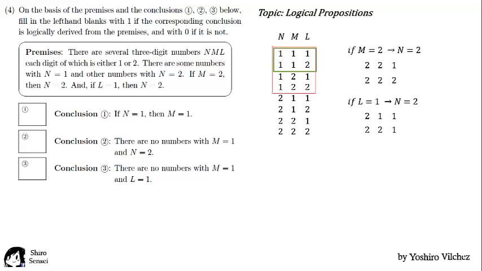Then we write 1. Second conclusion: there are no numbers with m equal to 1 and n equal to 2. As we can see, there is 1 number, so it is not a logical conclusion. Then we write 0. And third conclusion: there are no numbers with m equal to 1 and l equal to 1. As we see, there are 2 numbers, so it is not a logical conclusion. Then write 0. And those are the answers for this question.